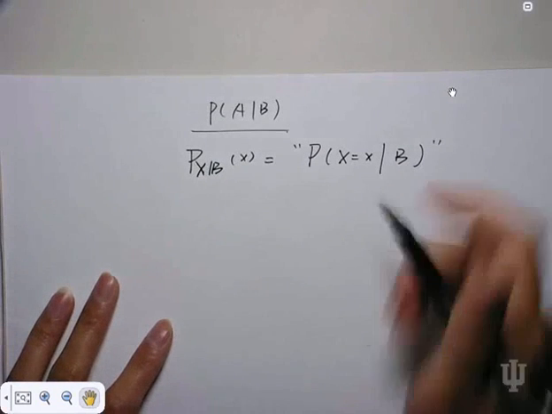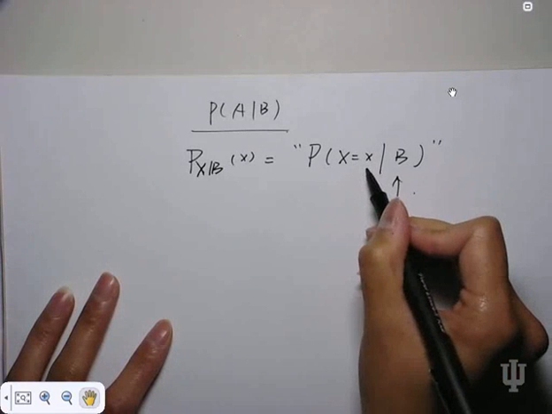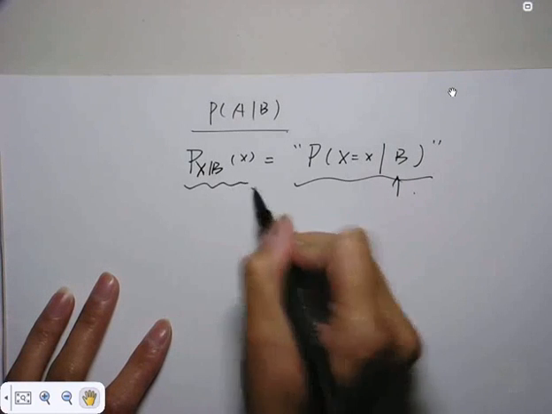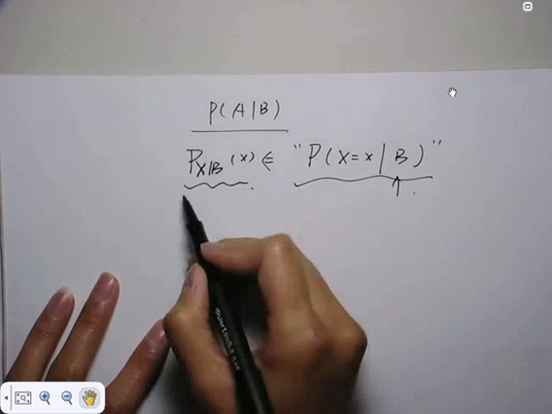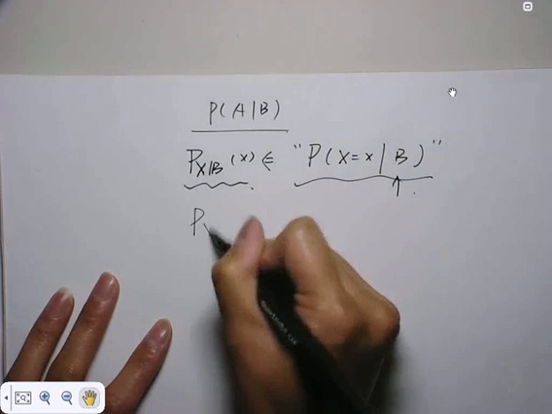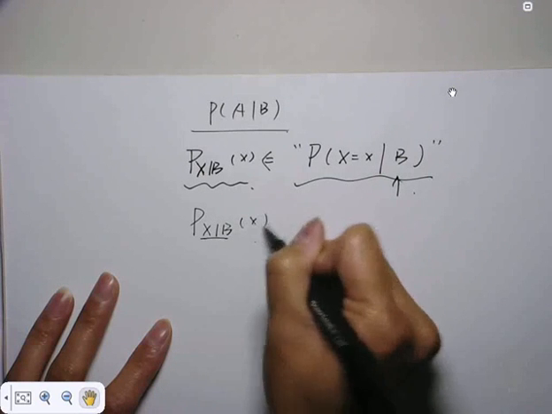Okay. B is your condition. X takes on value little x. The probability of this is just this. So the way to write a probability mass function is P of big X conditioned on B. You marked here, right?